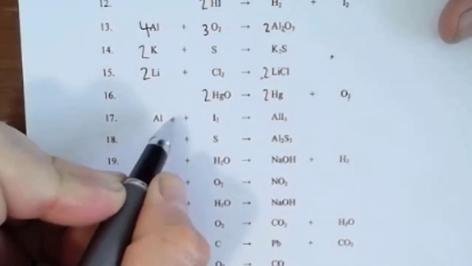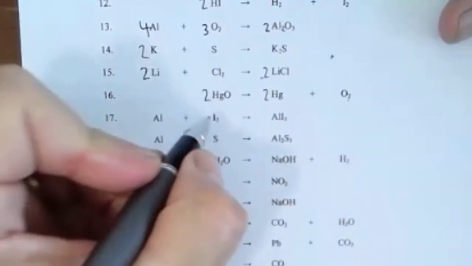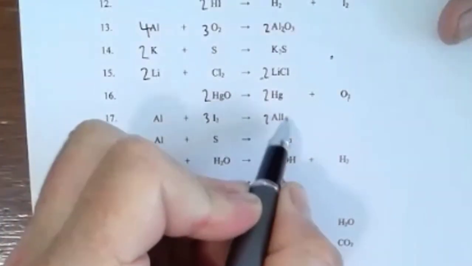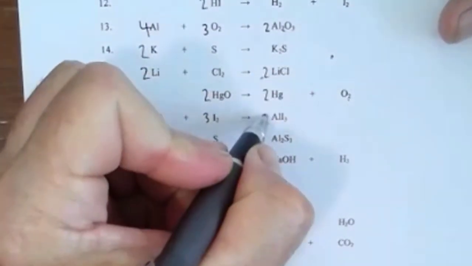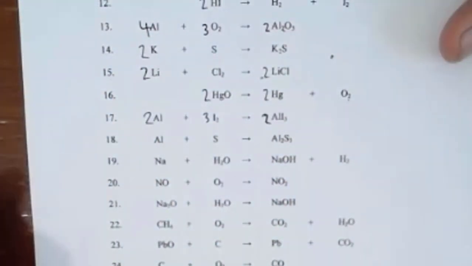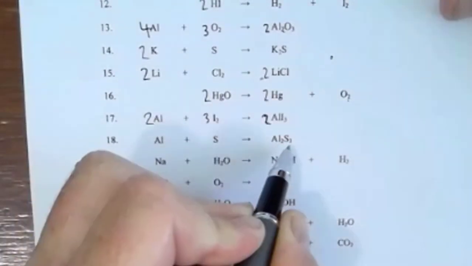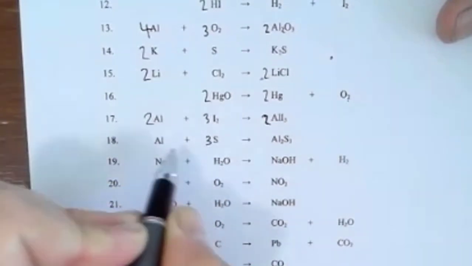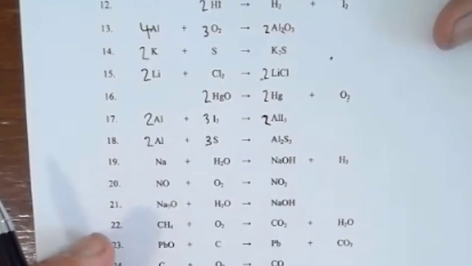Okay, so 2 oxygens here, 1 oxygen, so 2, and now we need 2 mercury. Okay, we've got 3 iodine here and 2 here, so again we have to do our 3 and our 2. So 2 times 3 is 6, 3 times 2 is 6, so that's balanced. Now 2 aluminium, 2 aluminium. Okay, so now we've got 1 sulfur and 3 sulfurs, so we need to go 3, and 1 aluminium and 2 aluminium, we need to put a 2.